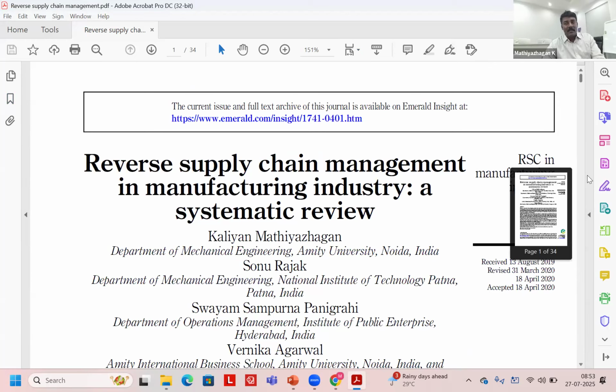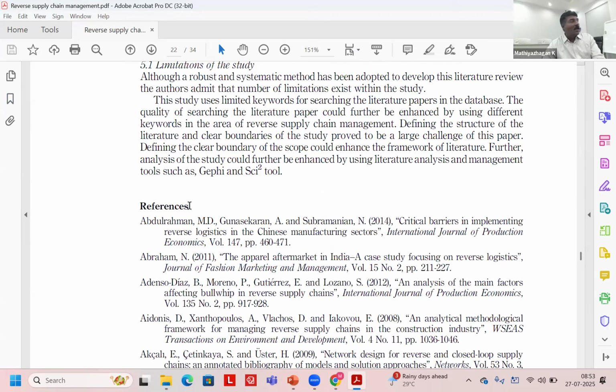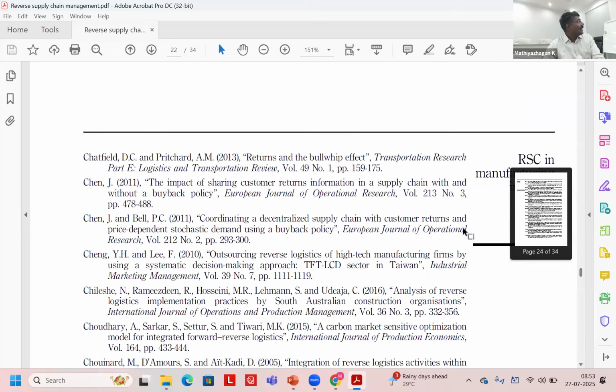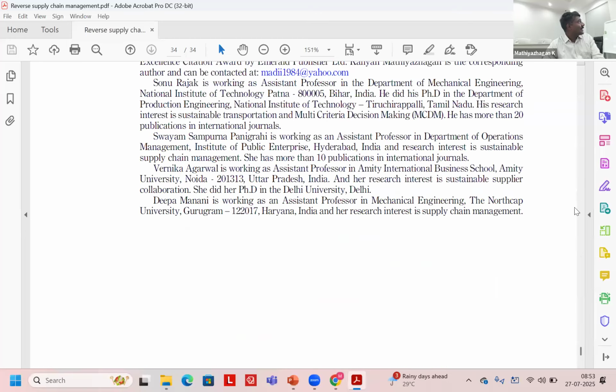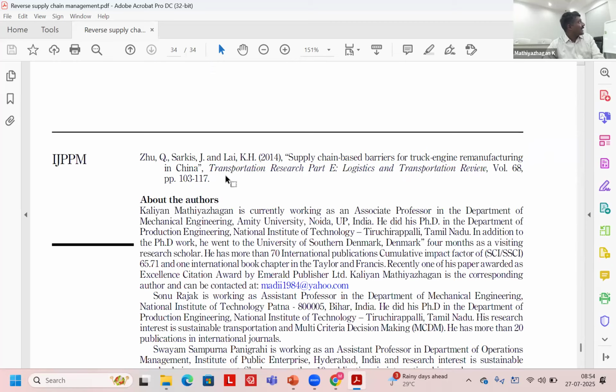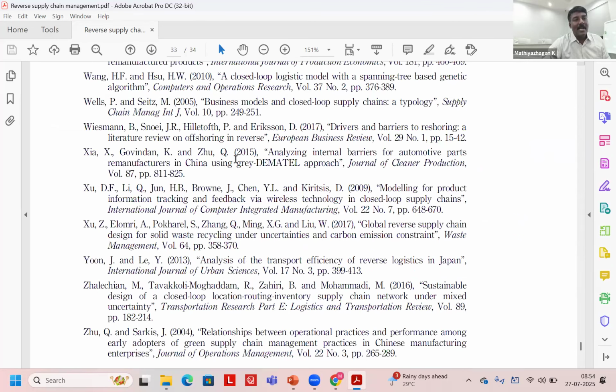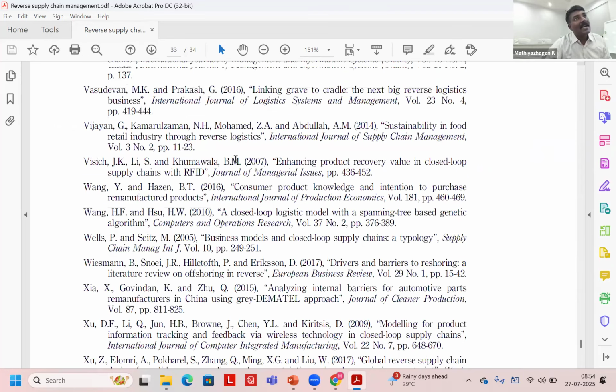Just see here, the reference section. From page number 22, see here, from page 22 to how many pages? 33. Even 34, we can say up to 33. 11 pages of references alone, 11 pages. So I considered all the 204 papers in the references. Is it clear?